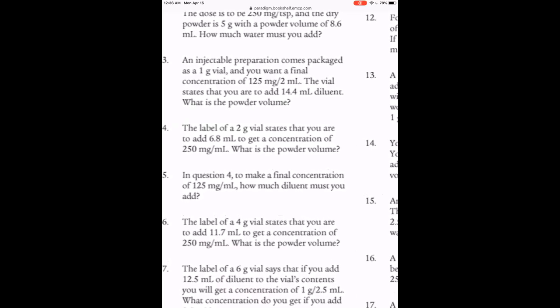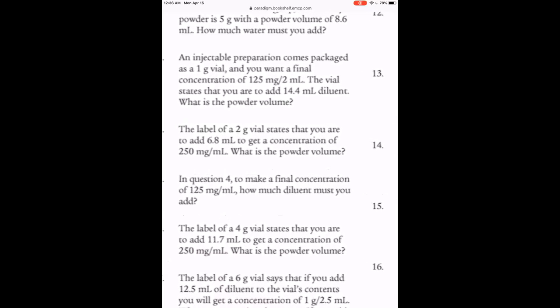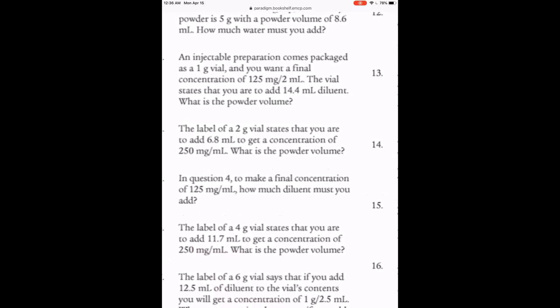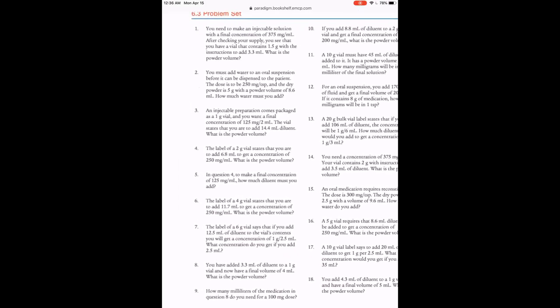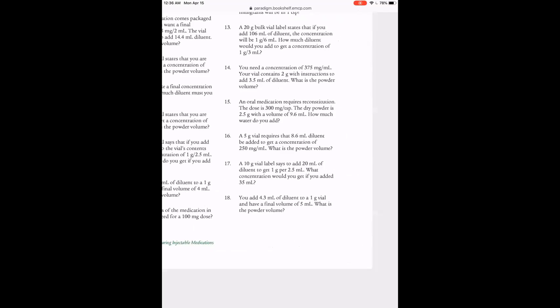So looking at the problem, we know that there's 2 grams. So that's our total gram value, but we need to know the value in milliliters. So in order to get that, we're going to have to use the concentration of 250 milligrams per mL before we can get the powdered volume. So let's go ahead and move on to our whiteboard so we can set up this problem.